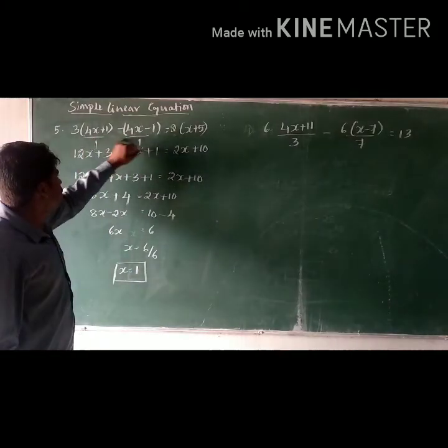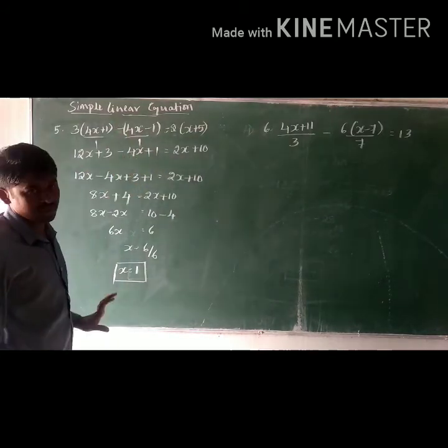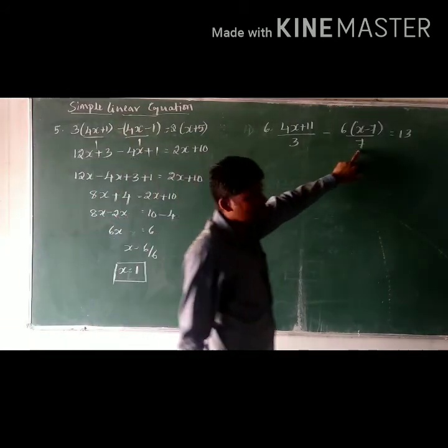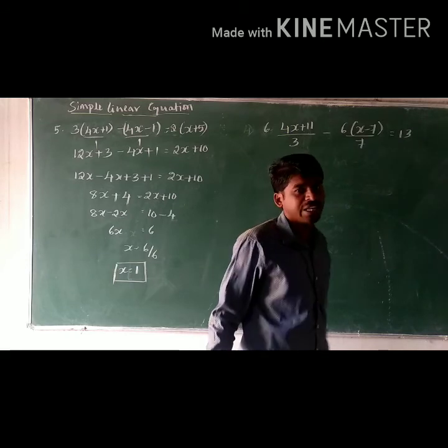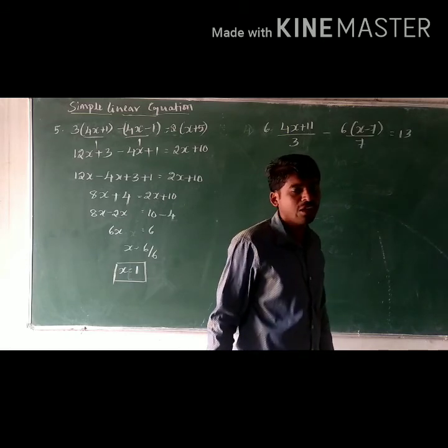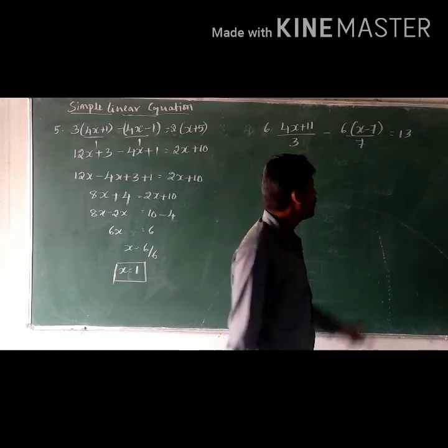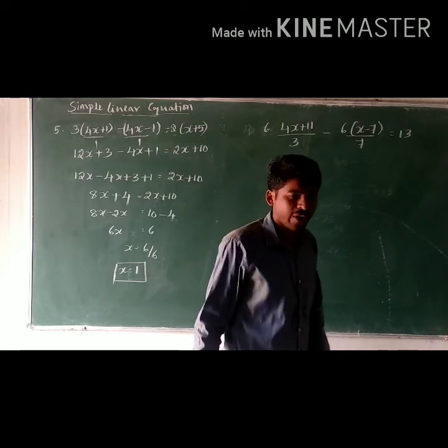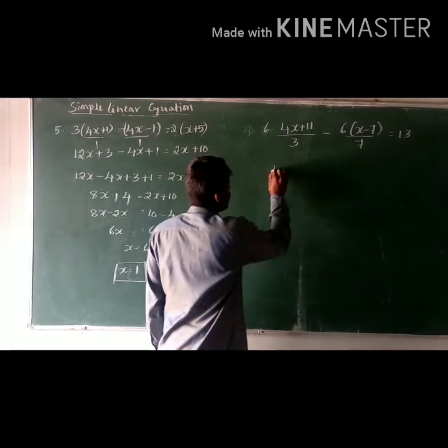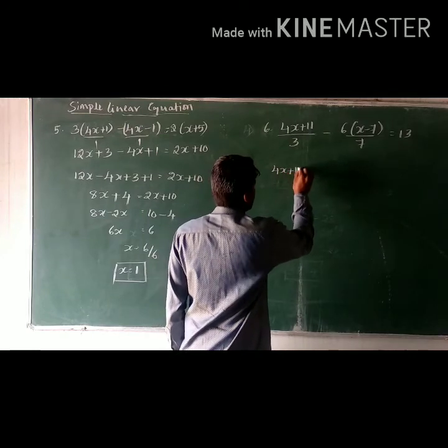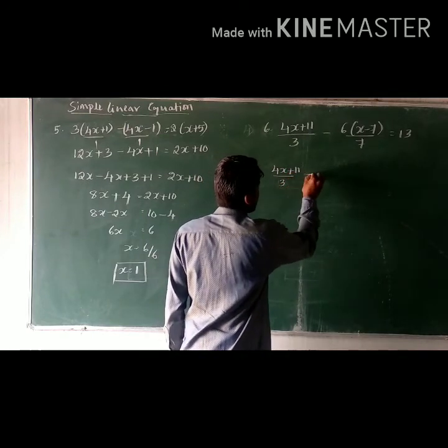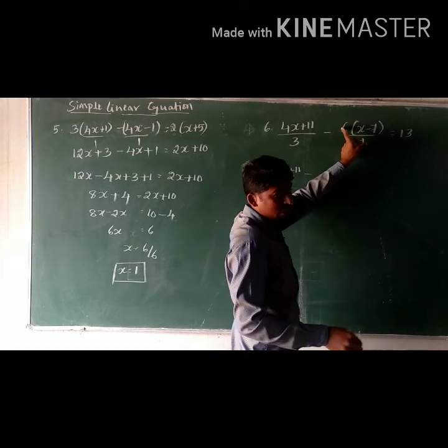Because here there are common numbers, we solve it like this. But here some different problems are there, so that's why we are going to calculate the LCM. Then we will continue with the problem. Before calculating the LCM, we are going to simplify this problem. Now 4x plus 11 divided by 3 minus, now here 6 plus 6. This is another plus 6.